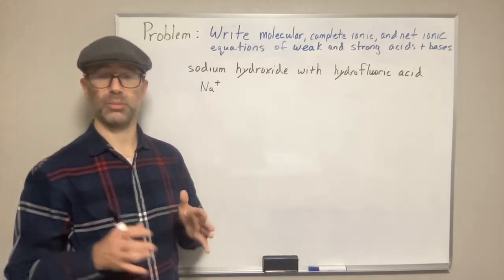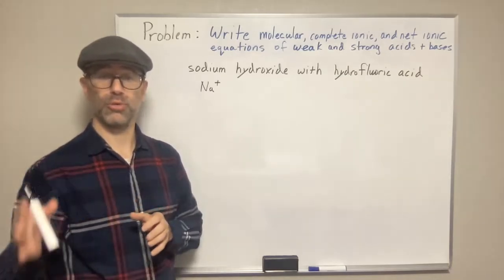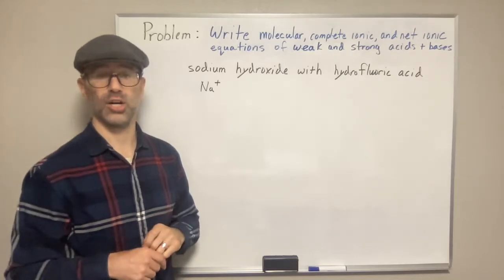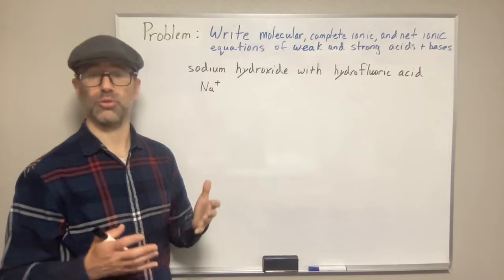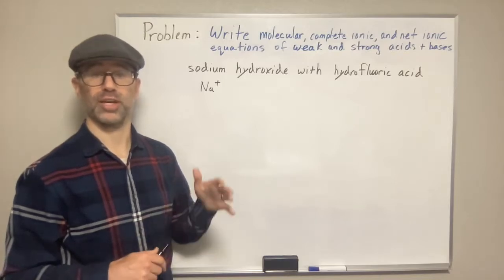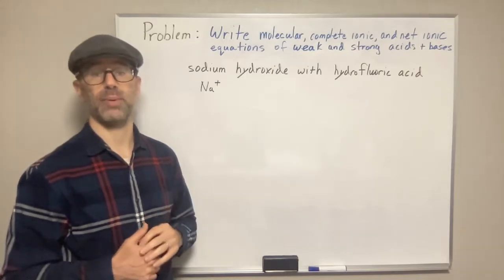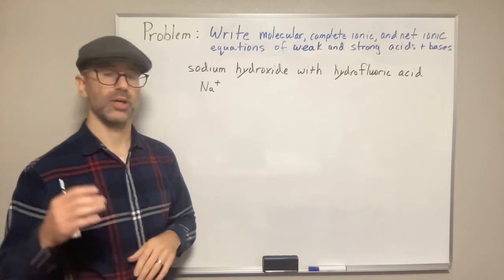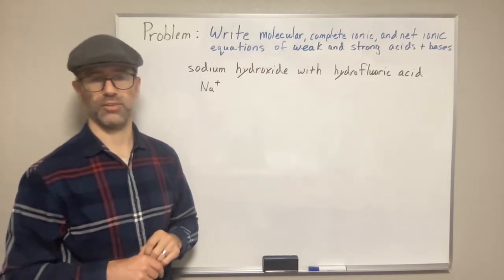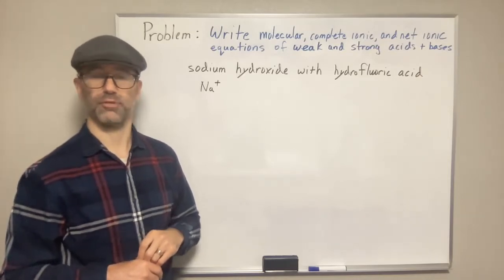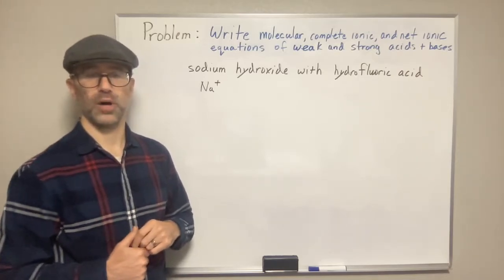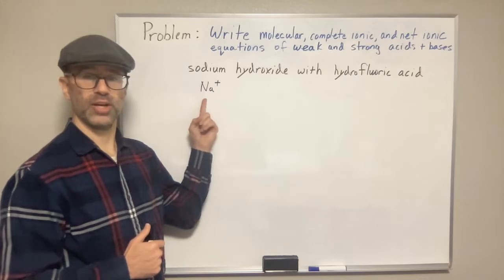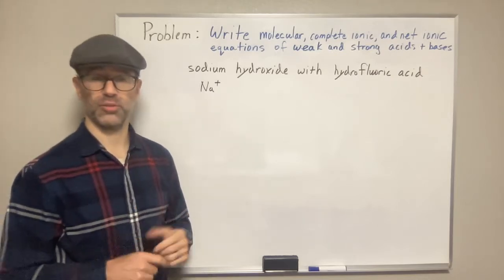If you're in the main group elements, groups 1A through 3A, then the positive charge of the ion will be equal to the group number. So if you're in group 1A, then you're going to have a +1 charge. If you're in group 2A, then you're going to have a +2 charge. And if you're in group 3A, you're going to have a +3 charge. Okay, so since we know that sodium is in group 1, we know it has a +1 charge.